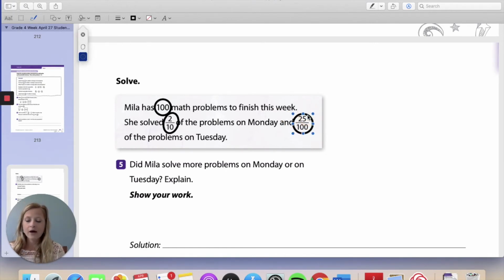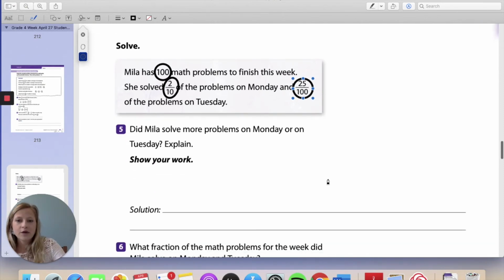Okay, so I now know that she has solved 2/10 of the problems on Monday and 25 hundredths of the problems on Tuesday. But what exactly is this question asking us? It says, did Mila solve more problems on Monday or more problems on Tuesday? Then it says explain and show your work. First of all, what do we know and what do we not know? We know that she had 100 math problems to finish this week. We know that she solved 2/10 on Monday.